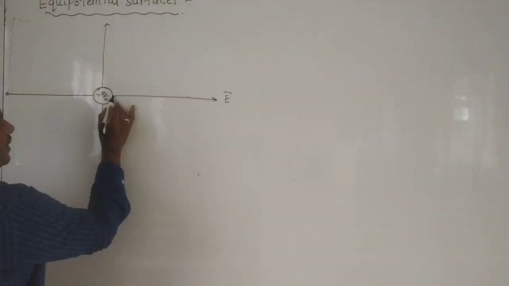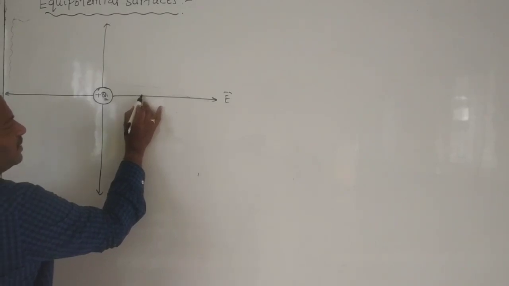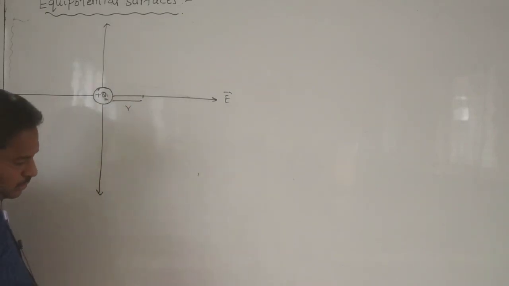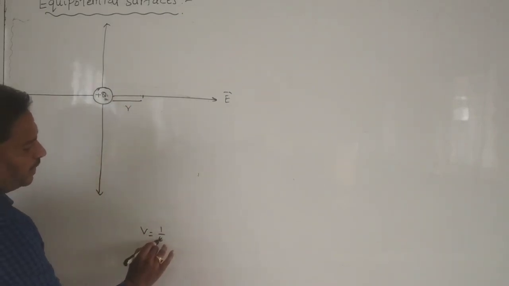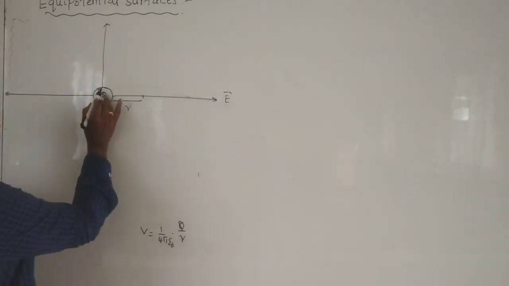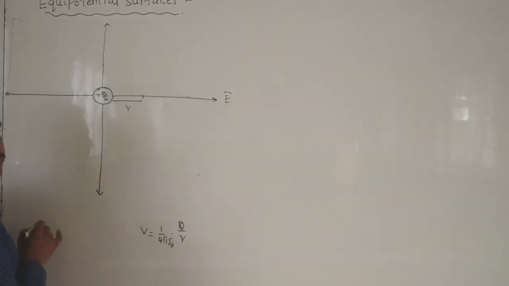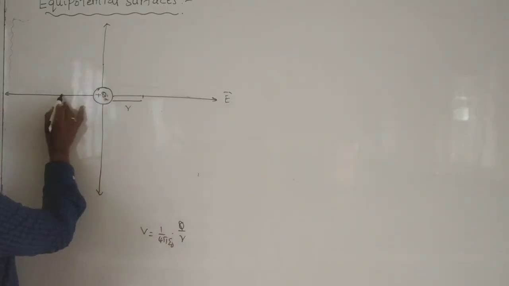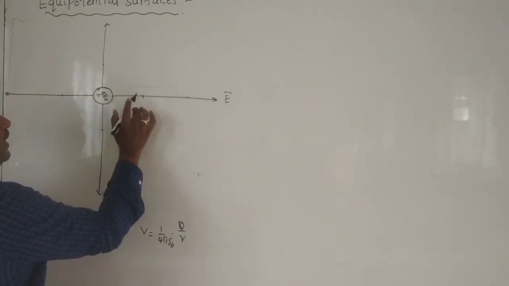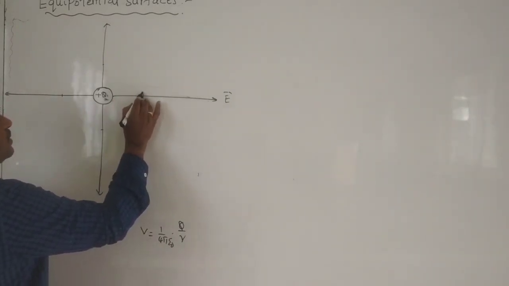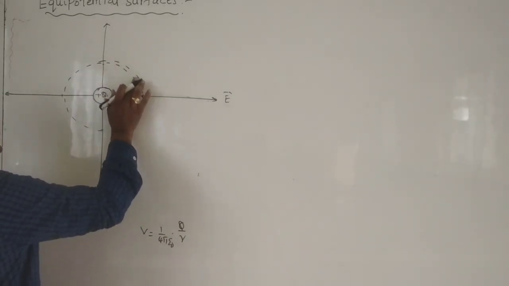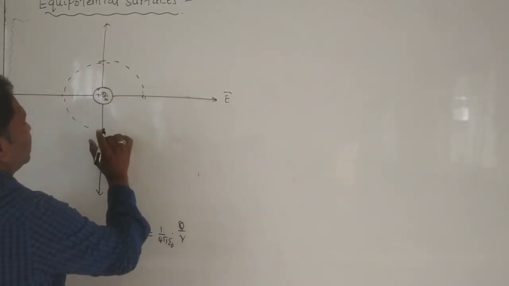Suppose we consider a point which is at a distance r. So what is the potential? V is equal to 1 by 4 pi epsilon naught Q by r. From here, at the same distance r, we have the same potential. So the locus of points which have the same potential are called equipotential surfaces.